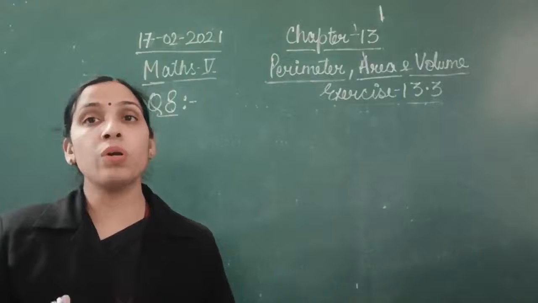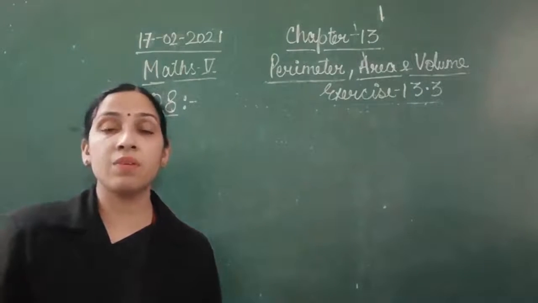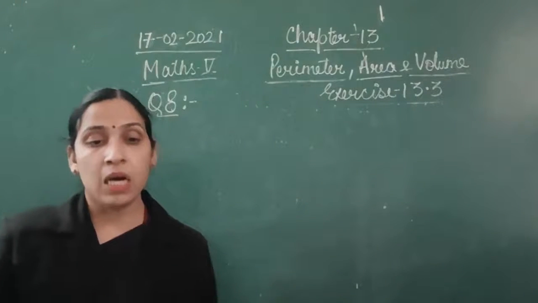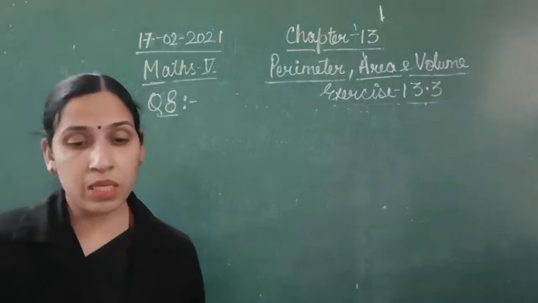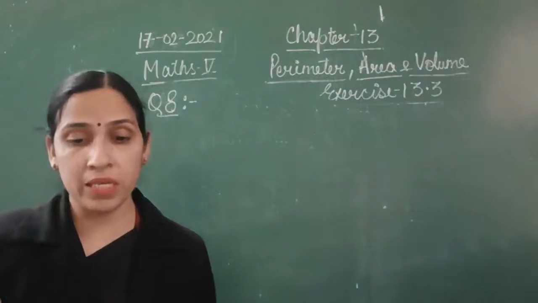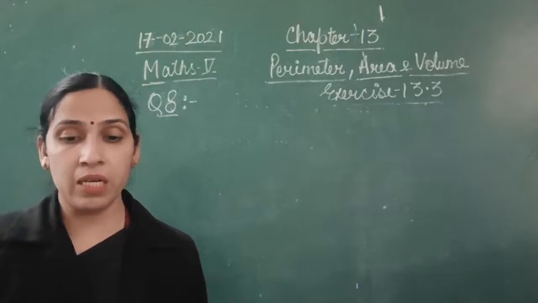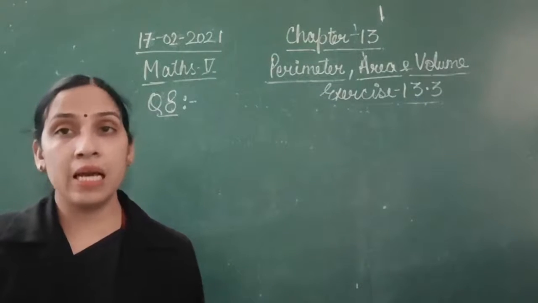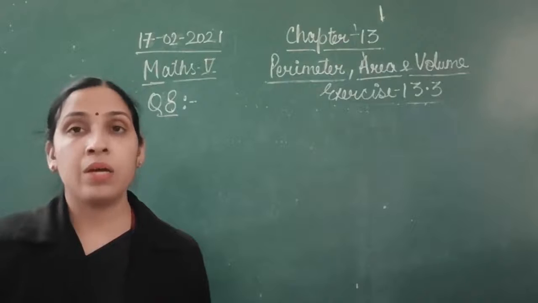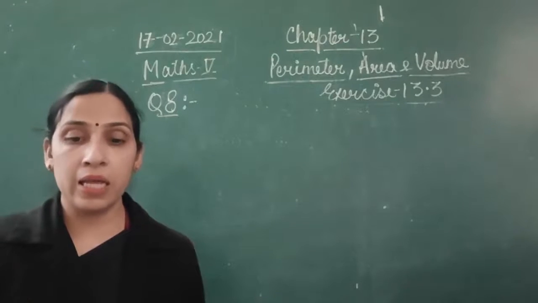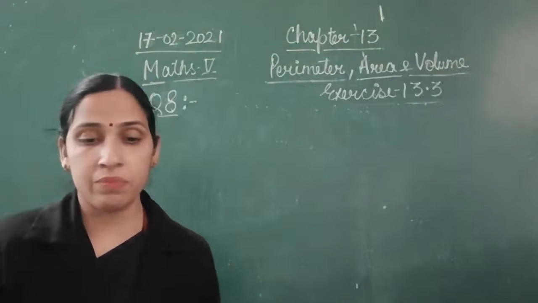If it is 4 meter wide, here we were talking about breadth. I'll read out this question once again. The perimeter of a room is 18 meter. It is 4 meter wide. Find its length and area.